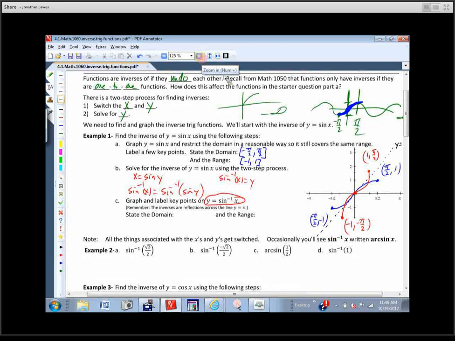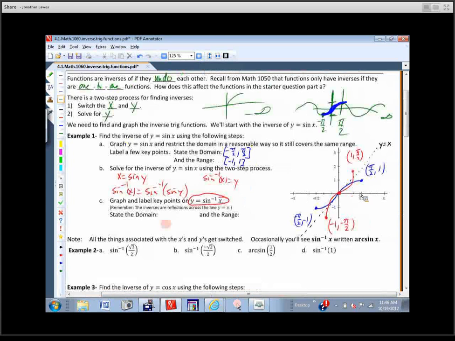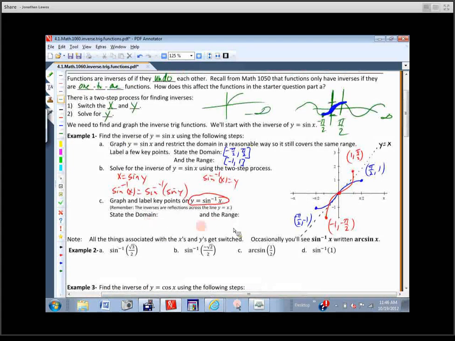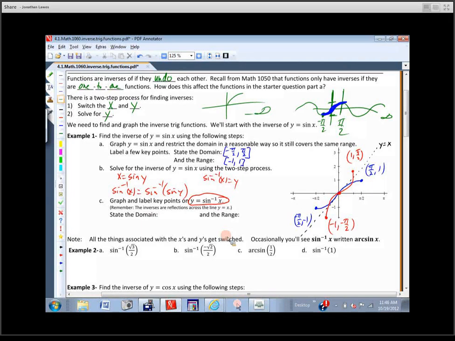Okay, now, we could go to the trouble of looking at this graph to answer these questions right here. Or we could just remember what Javier said just a second ago. The x's and y's switched, right? So the domain, those are usually the x's, and the range, that's usually the y. So if we wanted to write down the domain and range for sine inverse, we'd take the range for sine, and that's going to be the domain. And we'd take the domain for sine, and that's going to be the range.